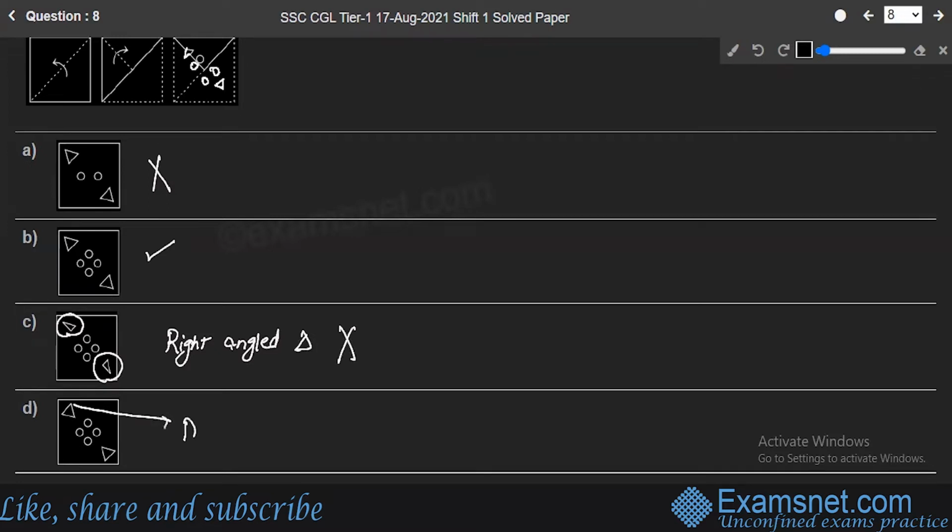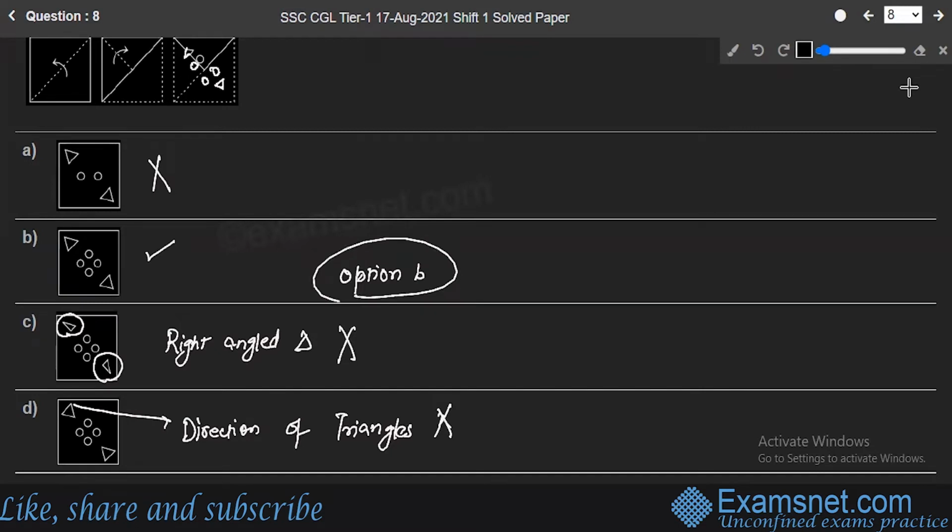Here the direction of the triangles is opposite. Direction of triangles is inappropriate. It's not according to the unfolded paper. So yes, option B is the correct answer to the question. Hope you are clear with this.